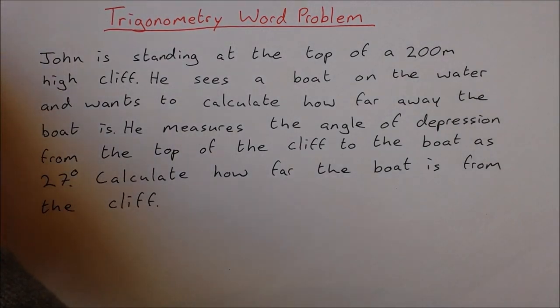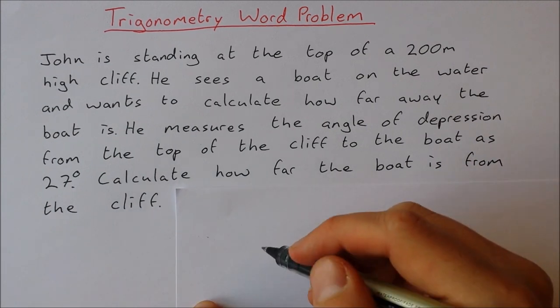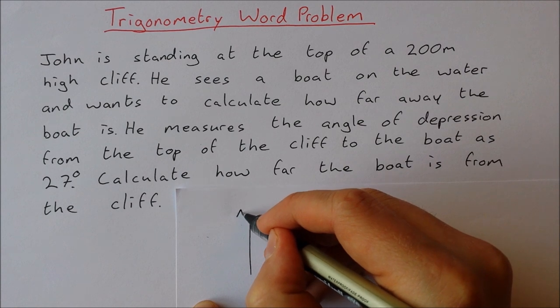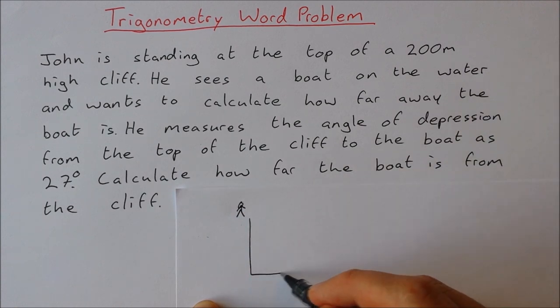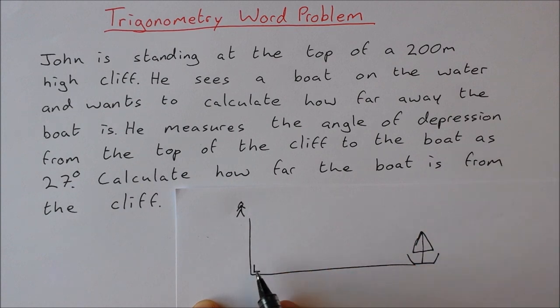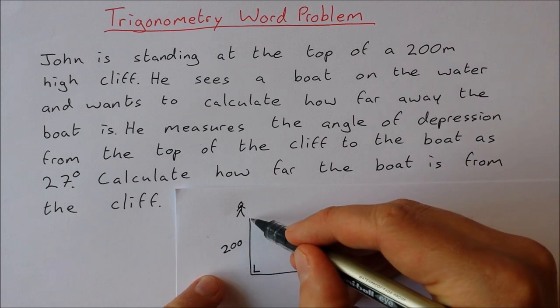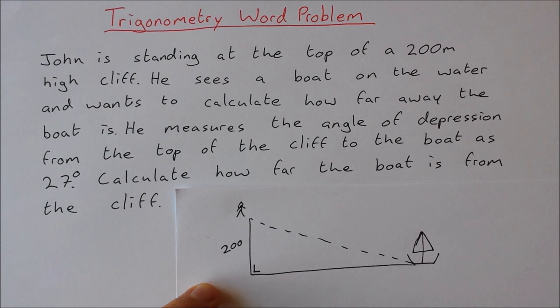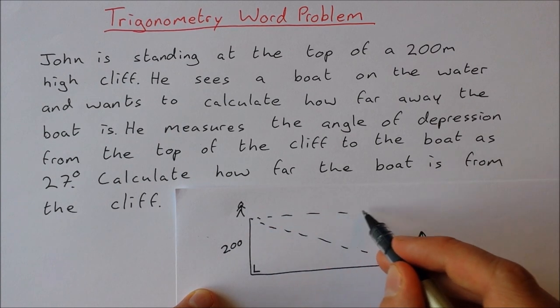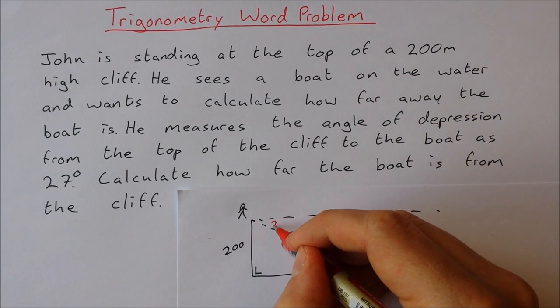Okay, so the first thing we're going to do is draw a little sketch. So this is a rough sketch of what this looks like. We have a cliff with John at the top. We have a boat out on the water. We have a right angle here. We're going to assume it's a right angle at the bottom of the cliff. We know the cliff is 200 meters. Here's our hypotenuse down to the boat. Now our angle of depression is this angle here. This is 27 degrees.